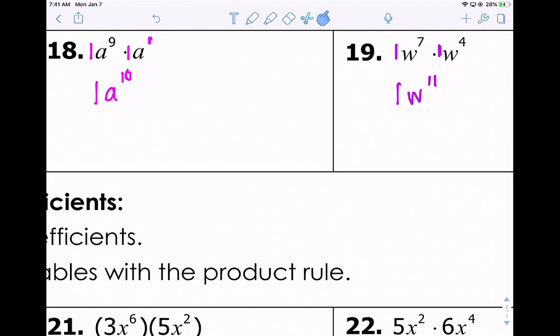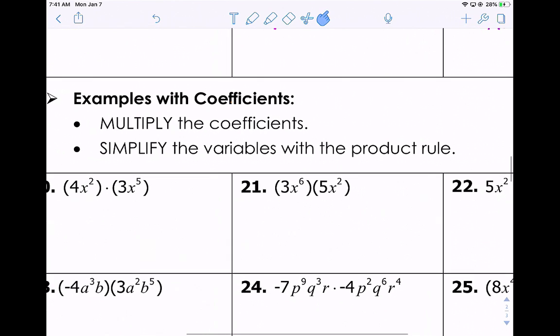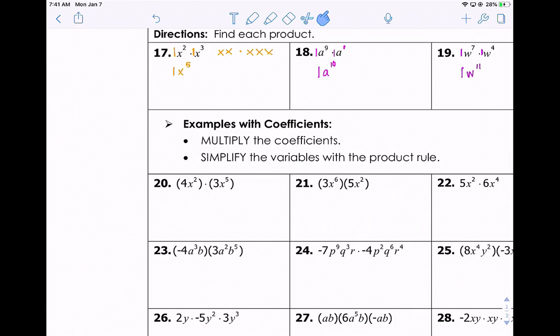All right, so now we're going to look at ones where we have some coefficients. So these all had coefficients of 1, so there was no real change there. We left those as 1 because 1 times 1 is 1. So when we have coefficients, you actually multiply the coefficients and simplify the variables with the product rule. So exact same process, just now we have a coefficient in the front.